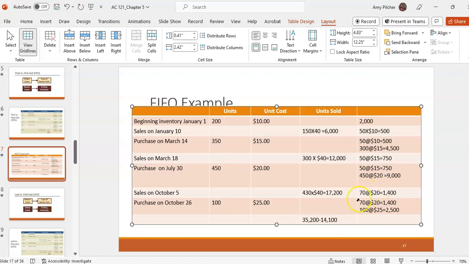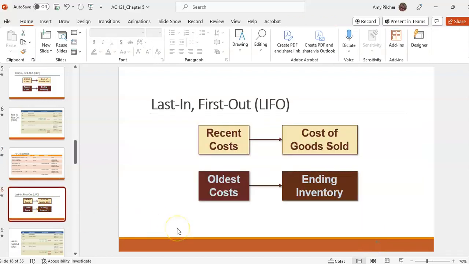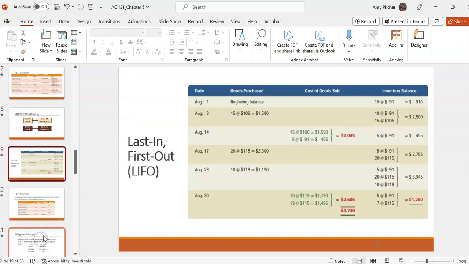So $21,100. Okay. Then we go to LIFO, which are the most recent costs go to cost of goods sold, and our oldest costs sit on our books in inventory. So we're going to look at the same exact example. In this example, it just flips what FIFO does. So we have the same numbers, same stuff here.